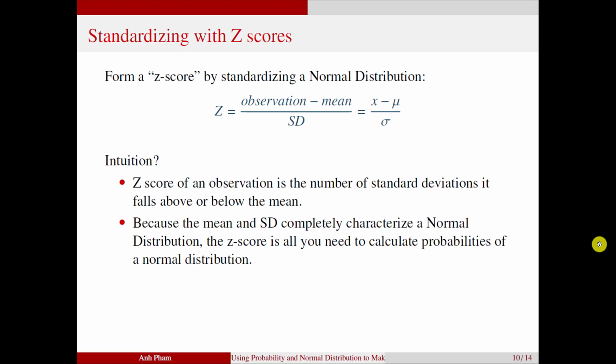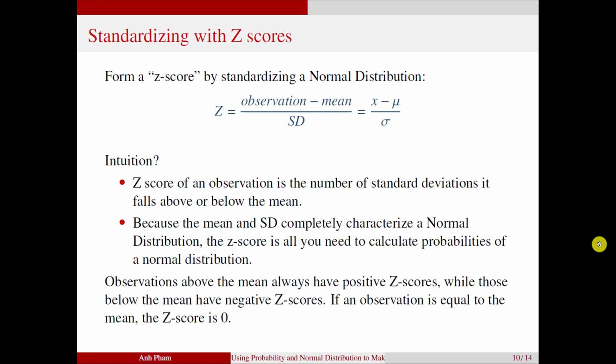Because the mean and standard deviation completely characterize a normal distribution, the z-score is all you need to calculate the probabilities of a normal distribution. An observation above the mean always has a positive z-score, while one below the mean has a negative z-score, and if the observation is equal to the mean, the z-score is 0.